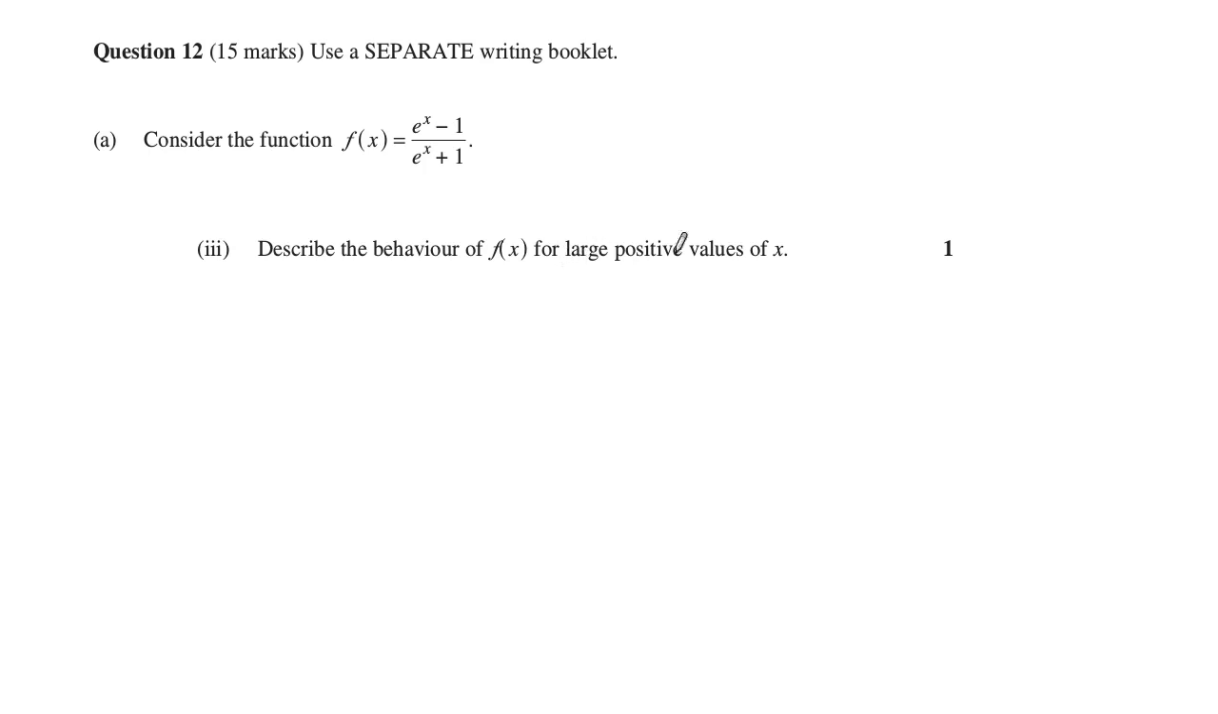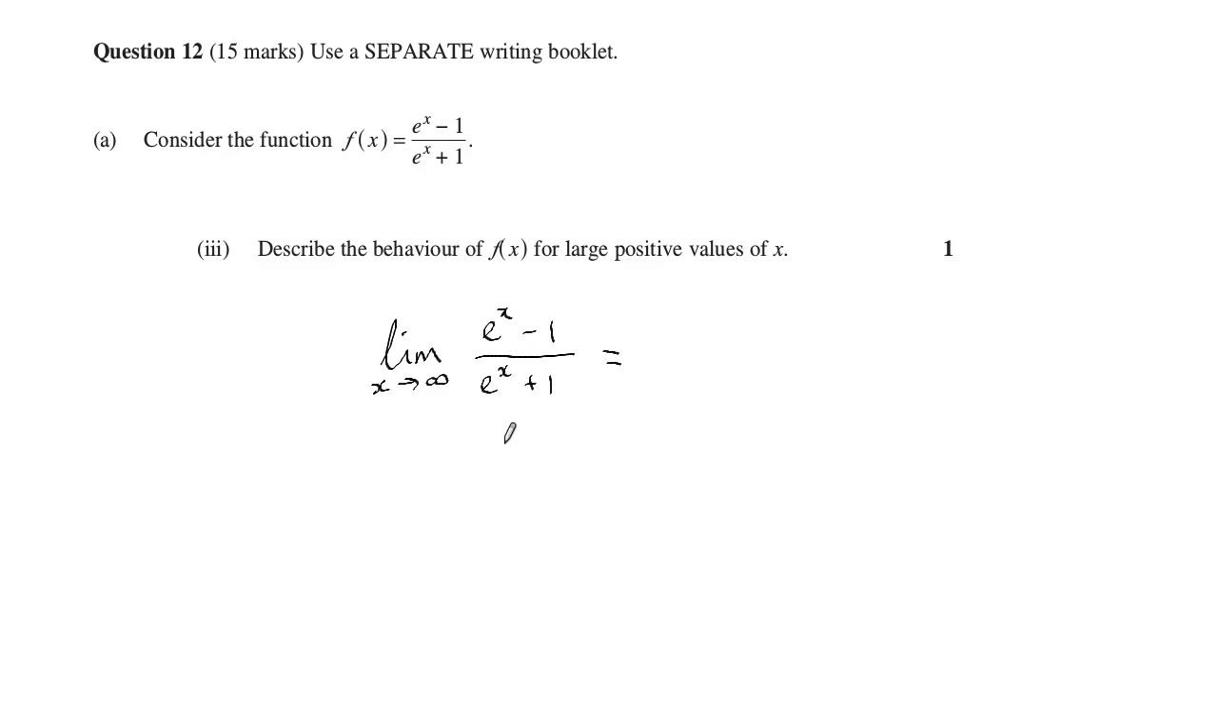Part 3. So we want to think about large positive values of x. That means we want the limit as x tends to infinity of f of x, which is that. And the way that I would intuitively do it is I would think, okay, this is getting really big, so that minus 1 becomes insignificant. And same on the bottom, the e to the x is really big, so that's basically gone. We can ignore the minus 1 and the plus 1, so it's just e to the x over e to the x, which is 1.